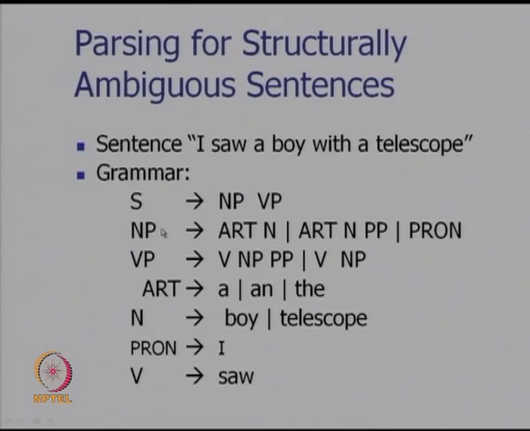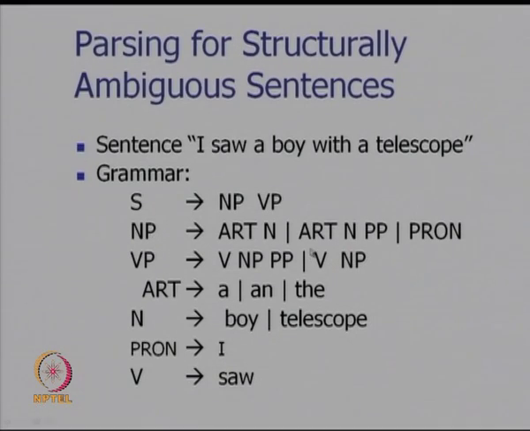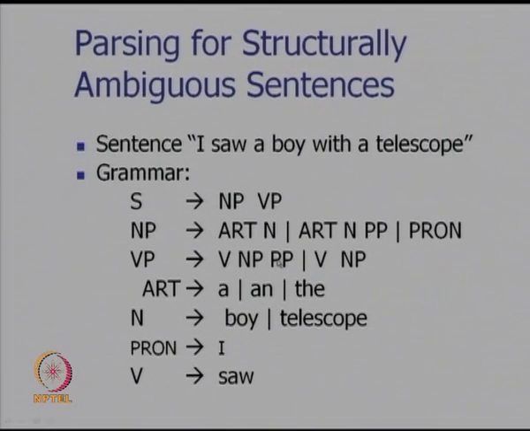So, let us see if you understand this particular point, that these two rules, namely noun phrase going to article, noun and PP, and verb phrase going to verb, noun phrase and PP, are the potential ground for multiple parse trees or structural ambiguity. The preposition phrase can be attached to noun, or the preposition phrase can be attached to verb, and these two grammar rules capture that phenomenon.